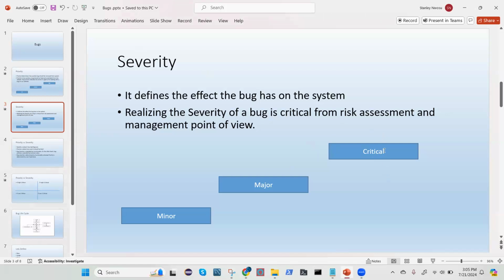Okay, it's going to be critical. Suppose the news feed itself is not working and we are getting an error there. That would be a critical severity.